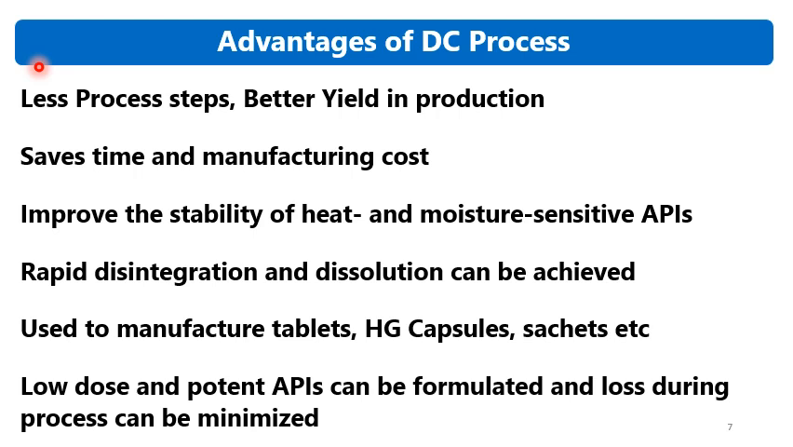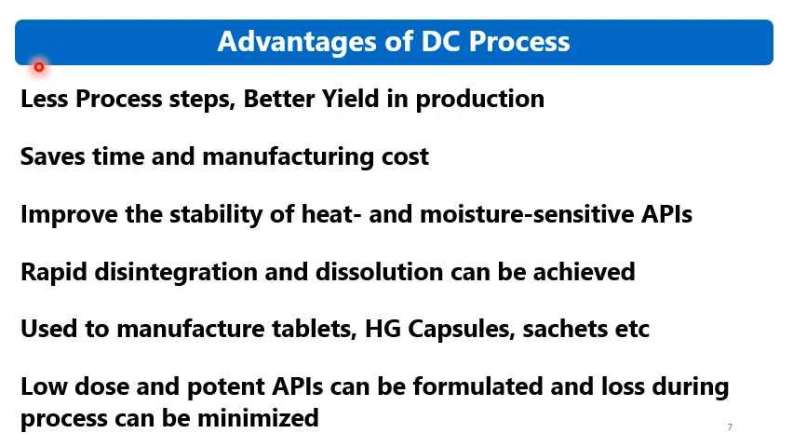The DC process can be used to improve the stability of the APIs or drug molecules which are sensitive to heat and sensitive to moisture. As the direct compression process doesn't involve the use of solvent and drying technique, that's why APIs which are heat sensitive and moisture sensitive can be considered for the DC process.